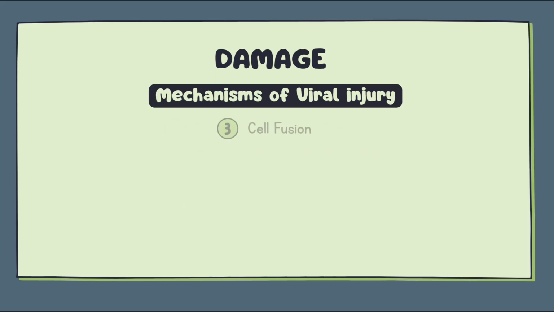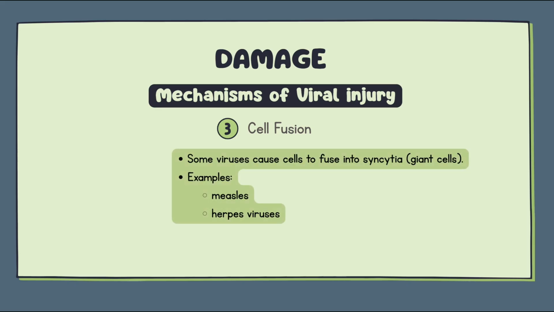Third mechanism is through cell fusion. Now, some viruses cause infected cells to fuse with neighboring cells, and this creates large multinucleated giant cells known as syncytia or polykaryons. And this occurs because viral fusion proteins promote the merging of the cell membranes, and we see this in infections such as measles and herpes, which we discussed with the 3 M's a couple minutes ago, and we said that it causes membrane fusion. That is herpes virus.